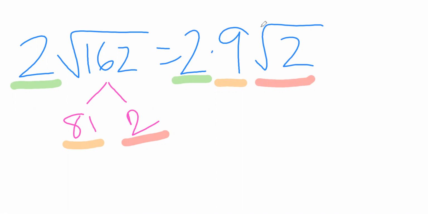Now we can simplify what we have out front in front of the radical. We have 2 times 9. 2 times 9 is 18. So our final answer would be 18 times the square root of 2. That's a simple, short review of simplifying radicals. If you have questions, please let me know.